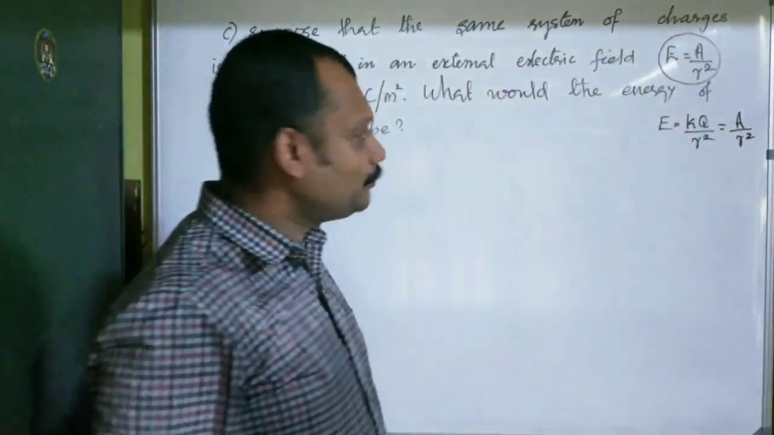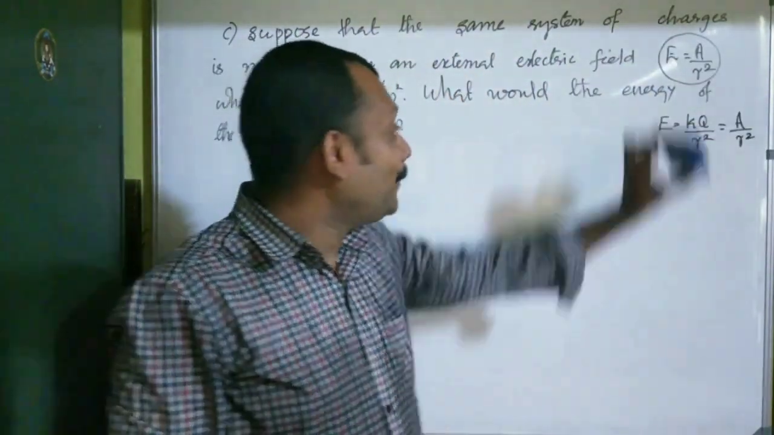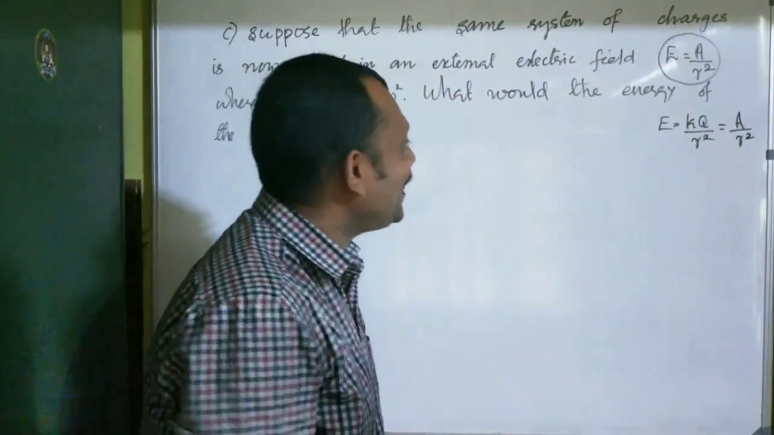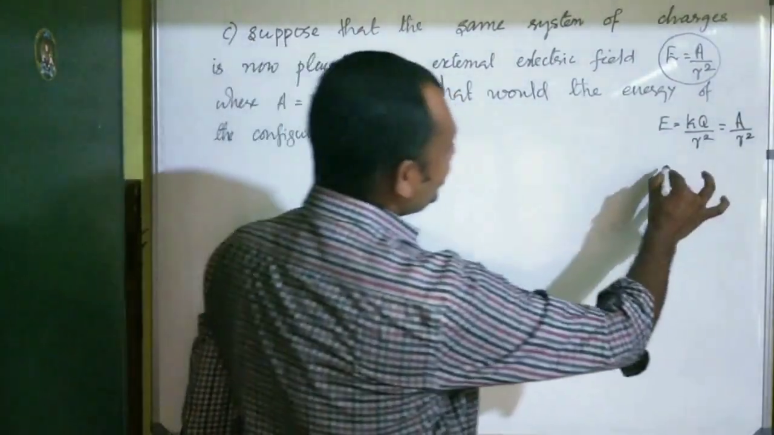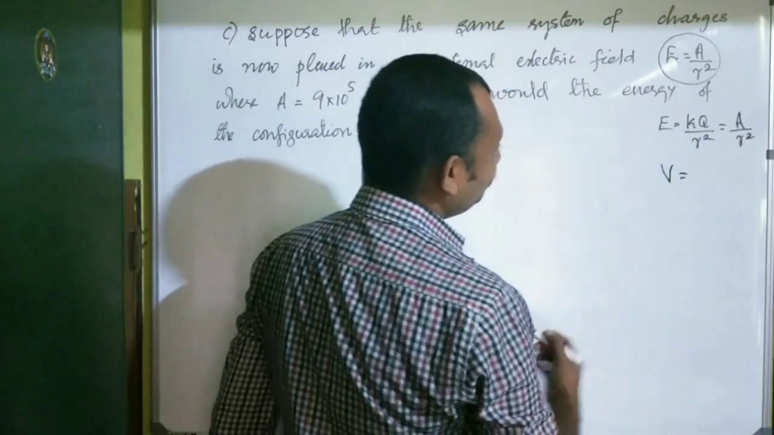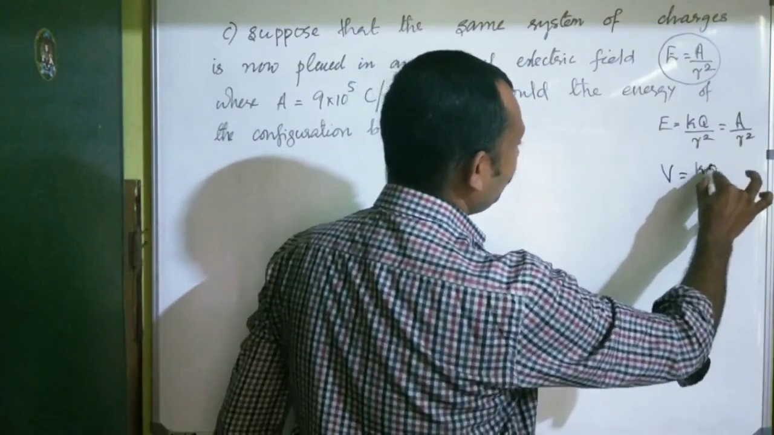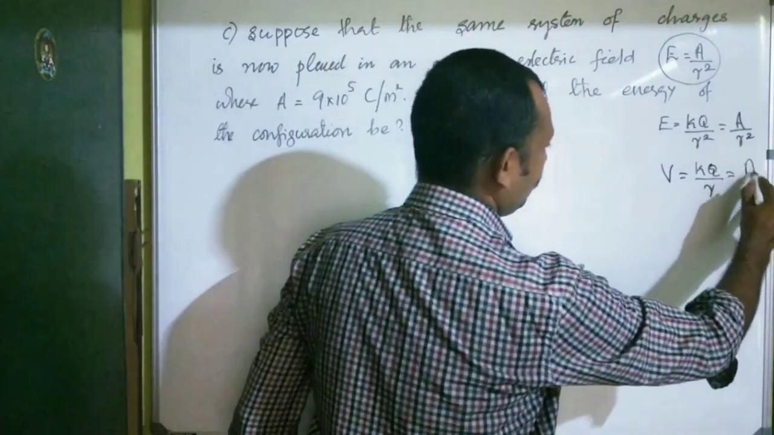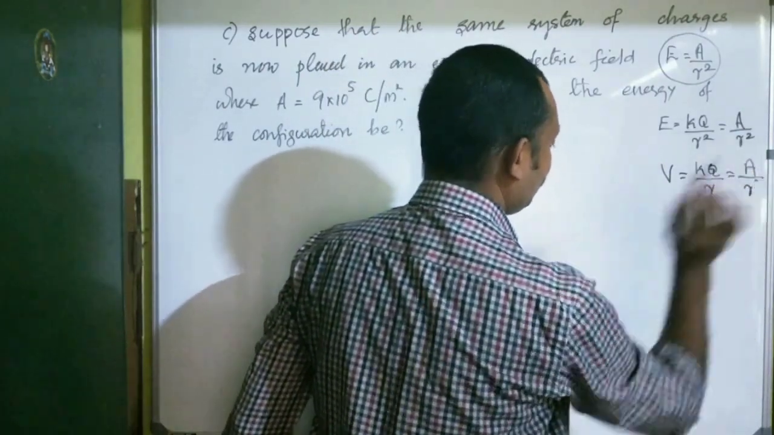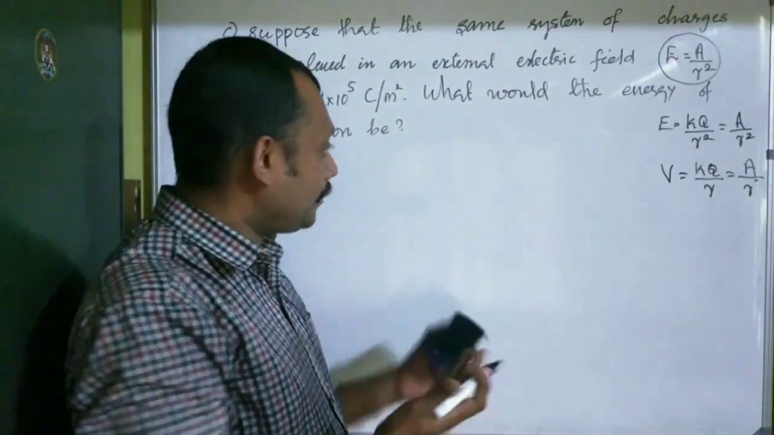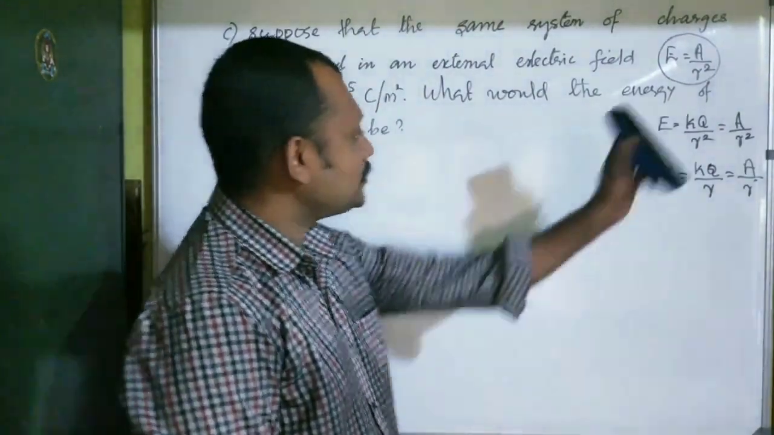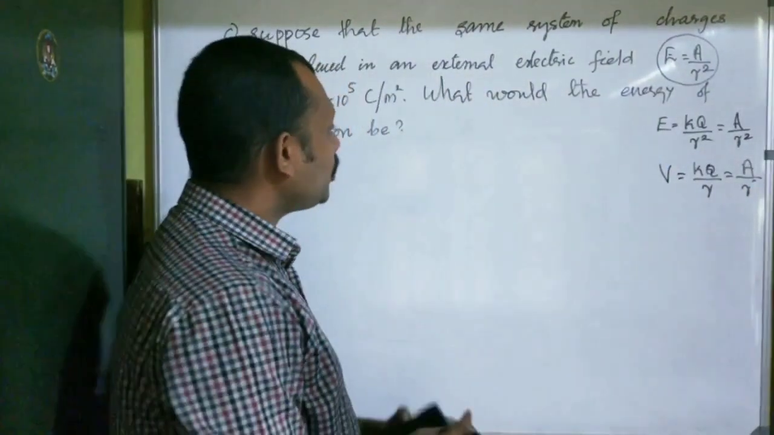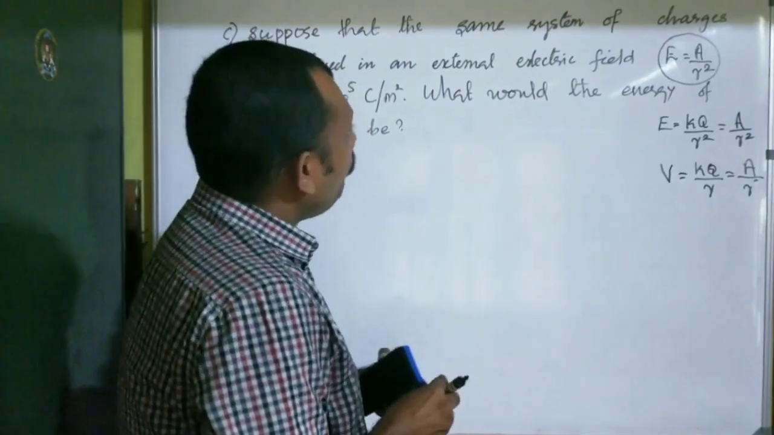Look, both look the same equation, right? E is equal to A by R square. In that situation, what is going to be the potential? V is equal to KQ by R. But what is KQ in our equation? It is A by R. The matter is easily done. I replace KQ with A. Problem is over.